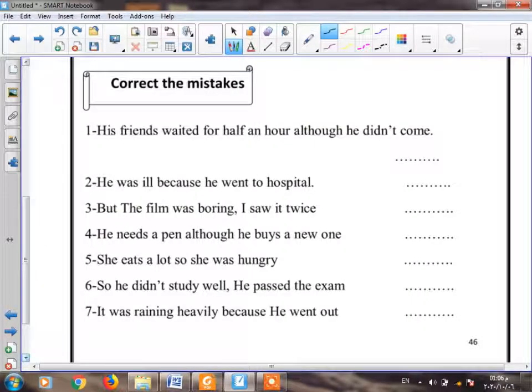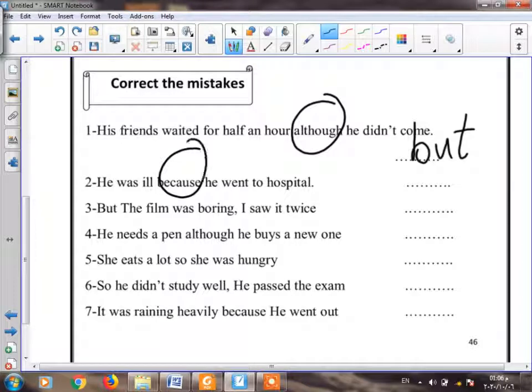Okay, this is another kind of question. Correct the mistakes. His friends waited for half an hour, although he did not come. Okay, let's read that. His friends waited for an hour, but he didn't come. Underline or circle although and write but. Second one, he was ill because he went to school. He was ill, it's a reason, so the result is he went to school, so because has to be so.